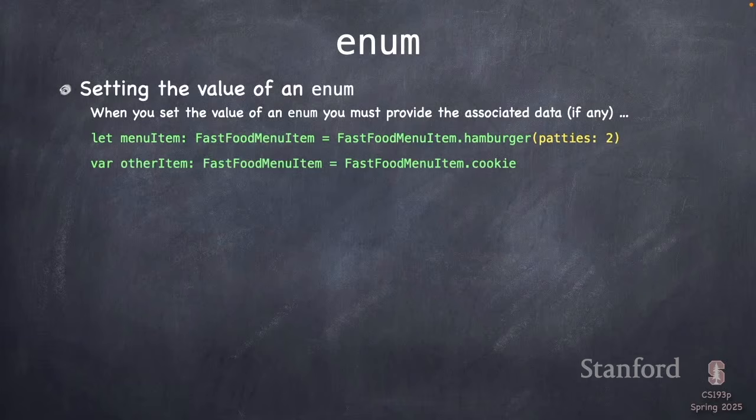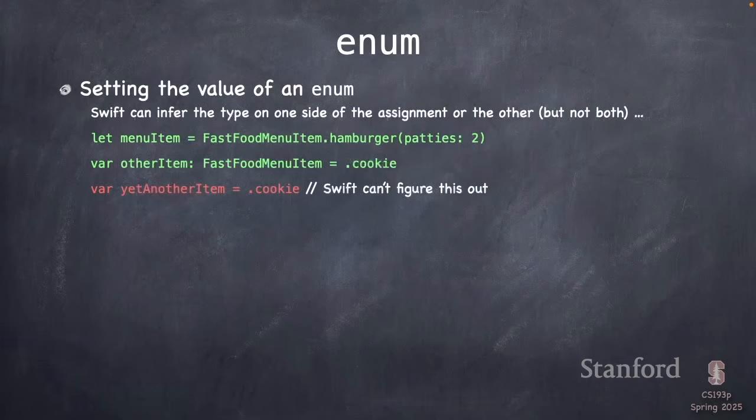And one thing to note about this in terms of type inference is it can infer one side or the other, but not both sides. If I say menuItem equals FastFoodMenuItem.hamburger, of course it knows the menu item is of that type. Or if I say otherItem is of type FastFoodMenuItem equals .cookie, totally cool. But I can't say yetAnotherItem equals .cookie.